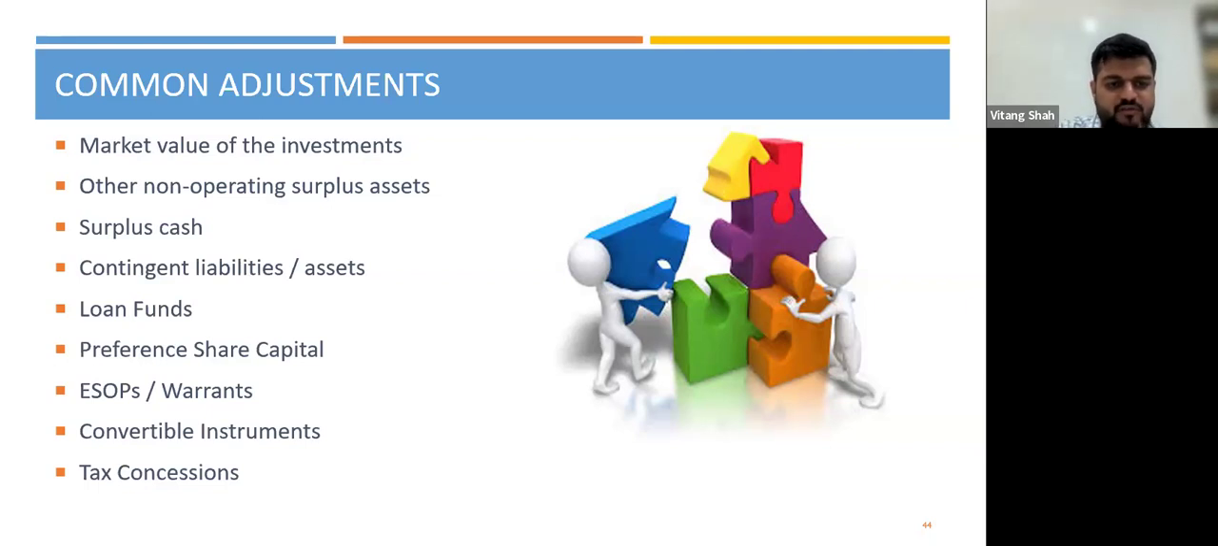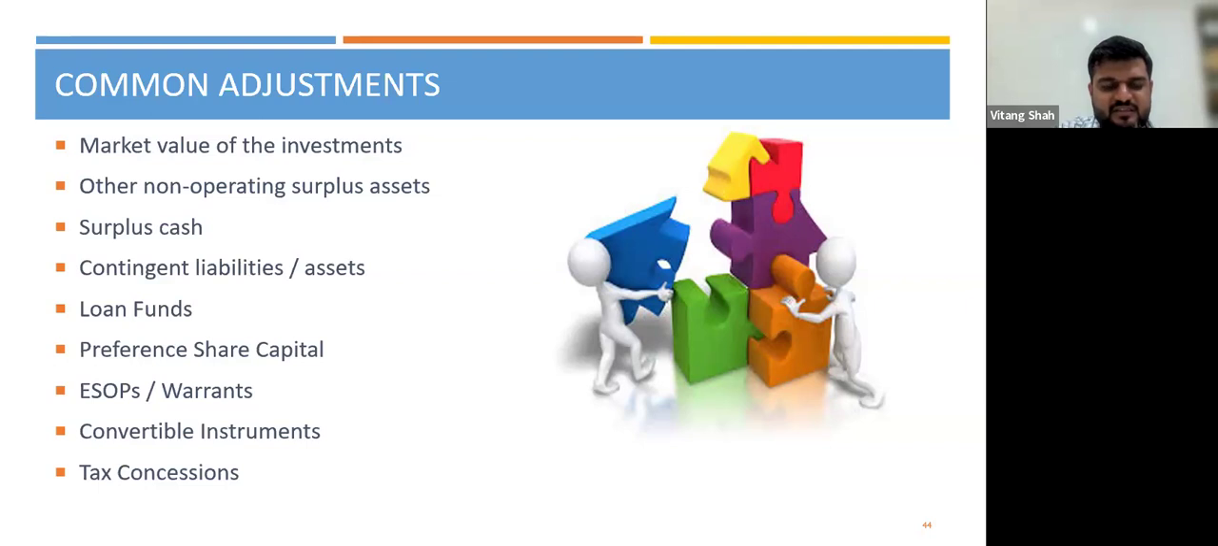And then there are a lot of convertible instruments which a company can issue, which are optionally or compulsorily convertible. If those are compulsorily convertible, you have to look at the conversion terms and accordingly arrive at a value per share after considering those. If those are optionally convertible, you have to make a call on whether it makes financial sense to convert it into equity or to redeem it, and accordingly take the impact, whether to reduce it as a liability or to consider conversion of those convertible instruments.